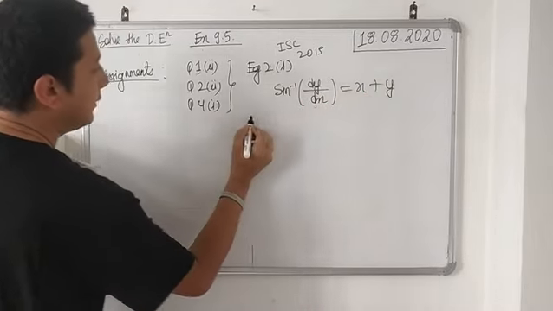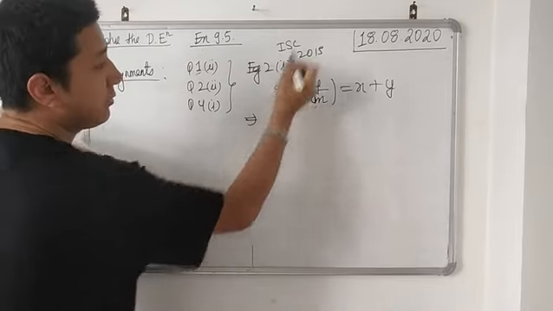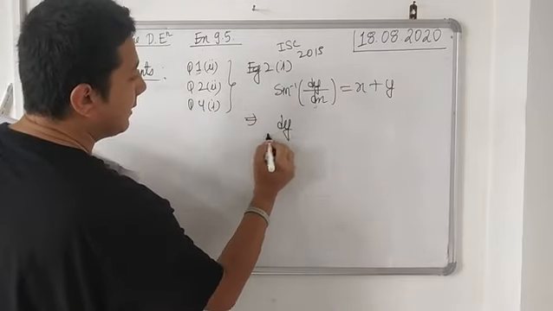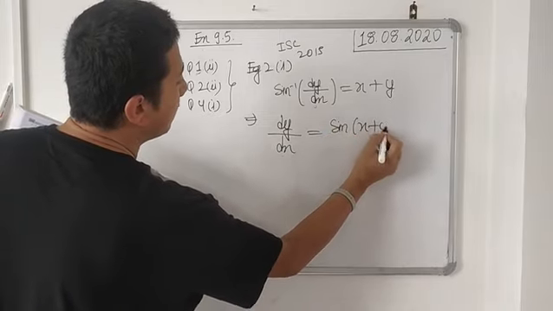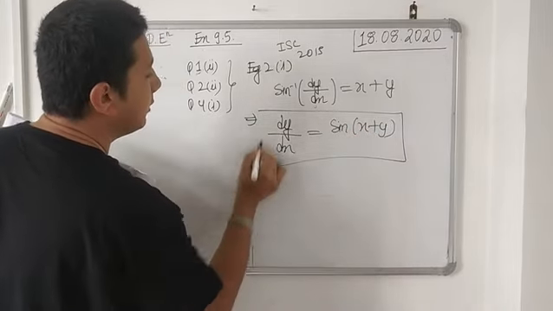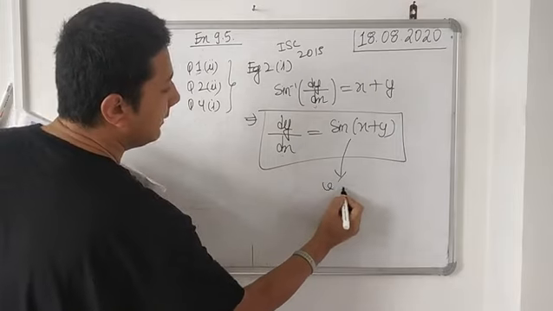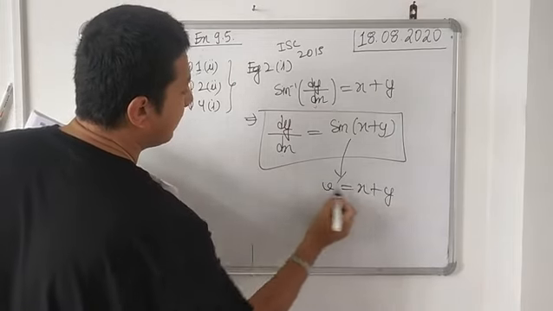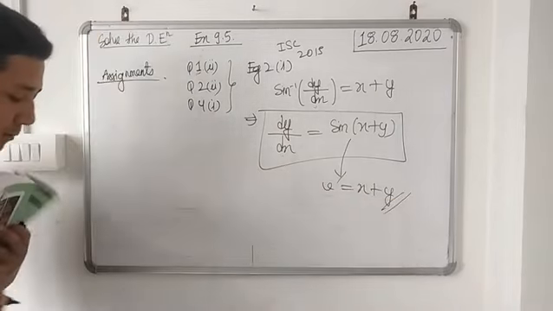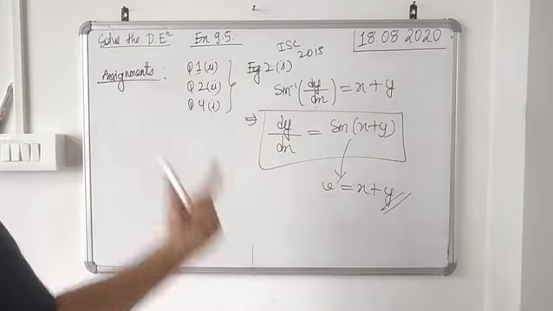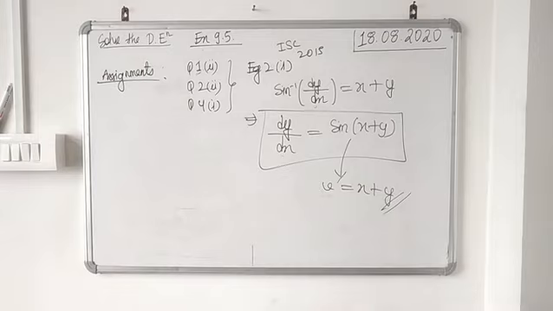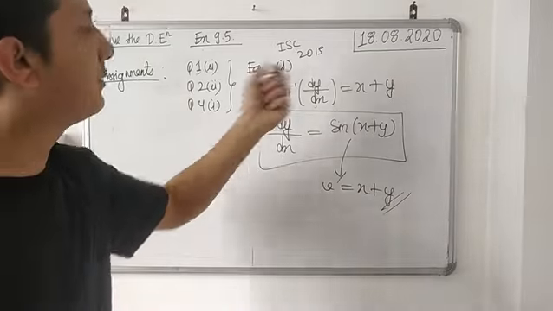I'll just give you the first hint. Please take the sine inverse to the right hand side, so that we get dy by dx equals sine of x plus y. So I hope now you know what to do. Assume v as x plus y. Differentiate, put the value, integrate, separate variables, finally put the value for v. Very simple. It's an important one which has already come in ISC 2015.